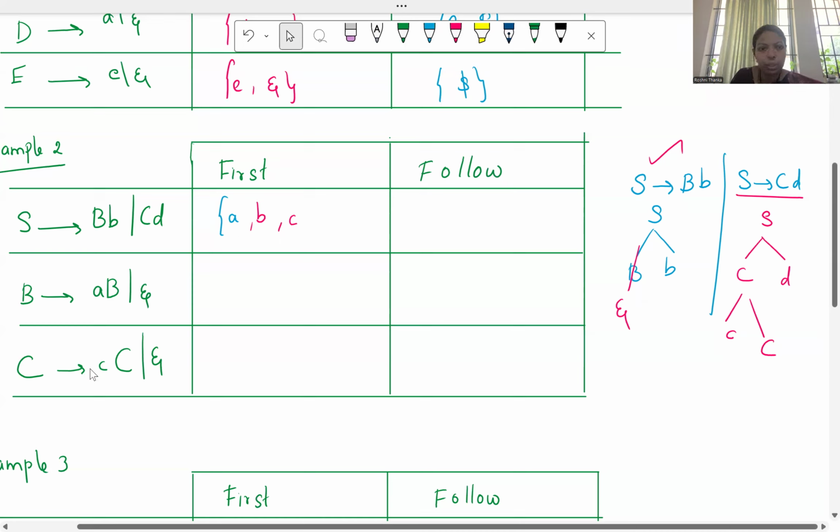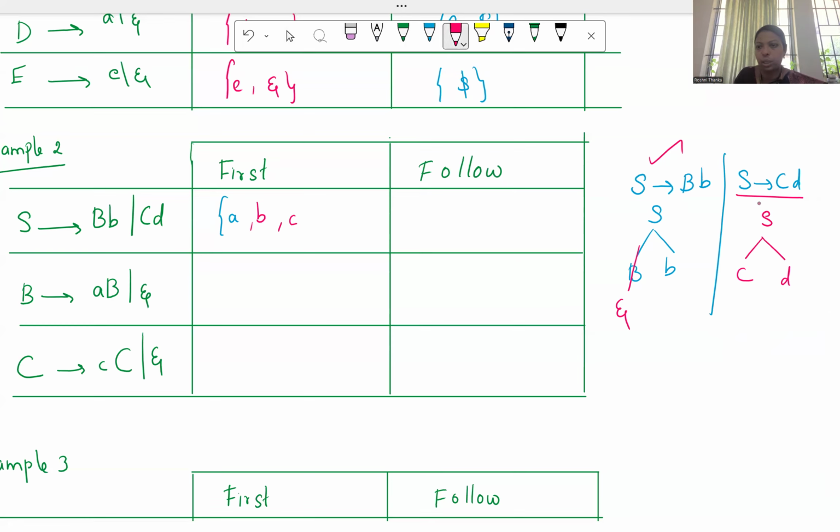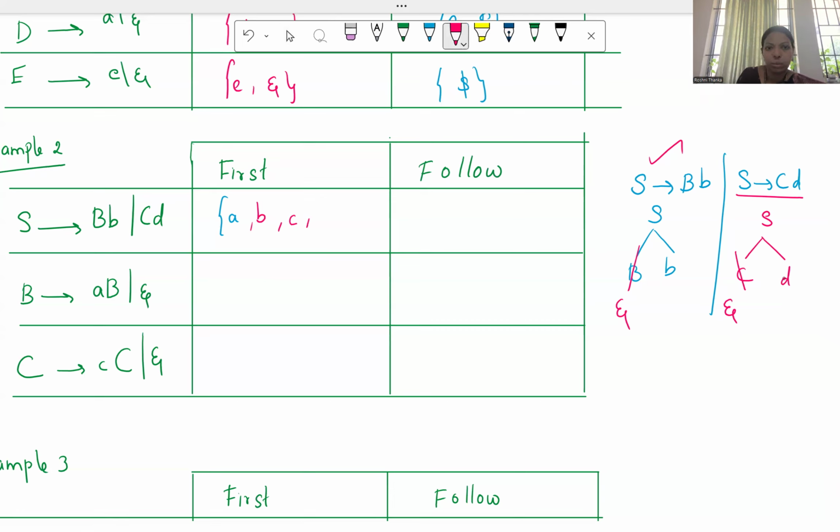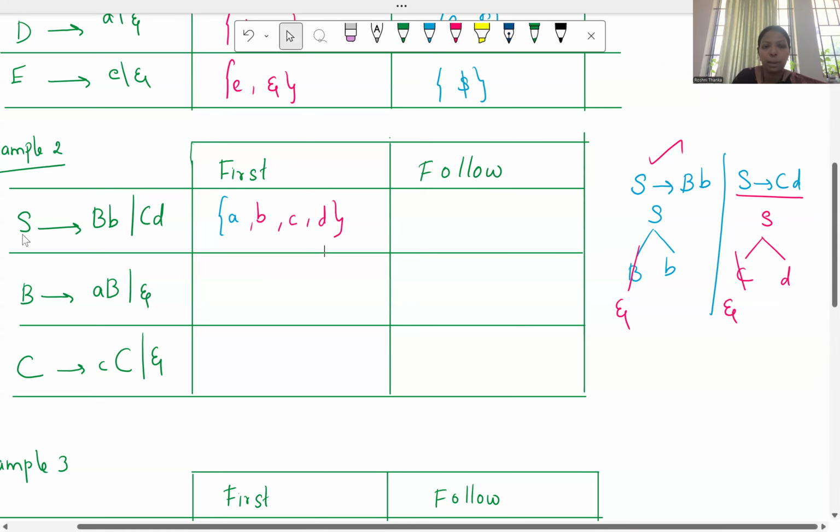Now, if you look at this C, we have one more production for C. What is that? It can also be an epsilon. So we have another option here. Sometimes the C can be epsilon also. What is the meaning of epsilon? Epsilon means nothing will be coming. So if nothing is in this place, who will be the first symbol you will be getting when I derive? D, right? The small d. So these are all the first of this capital S.